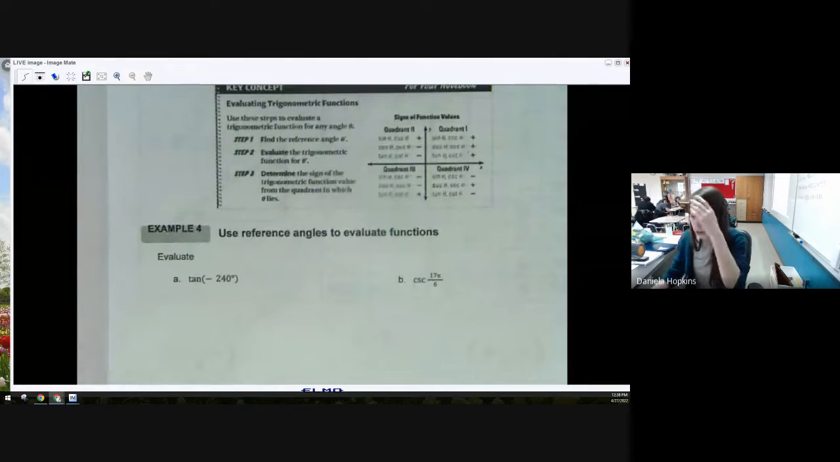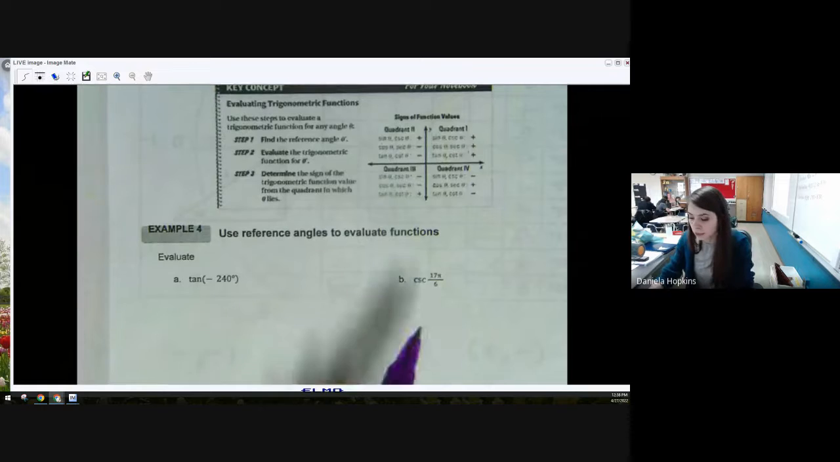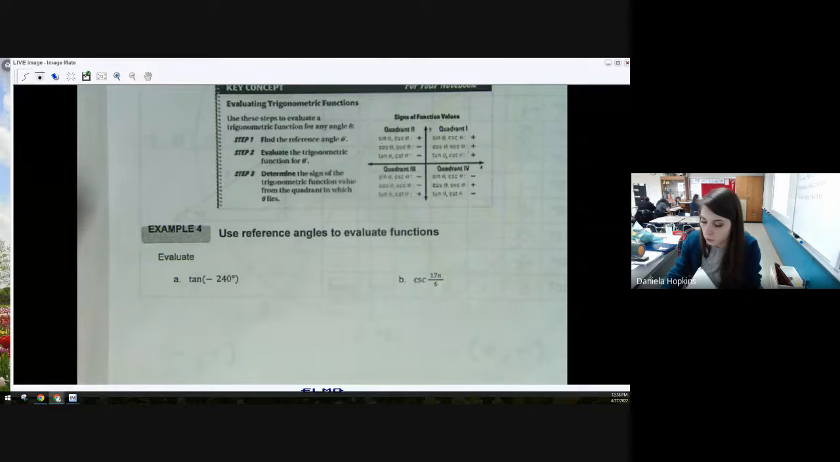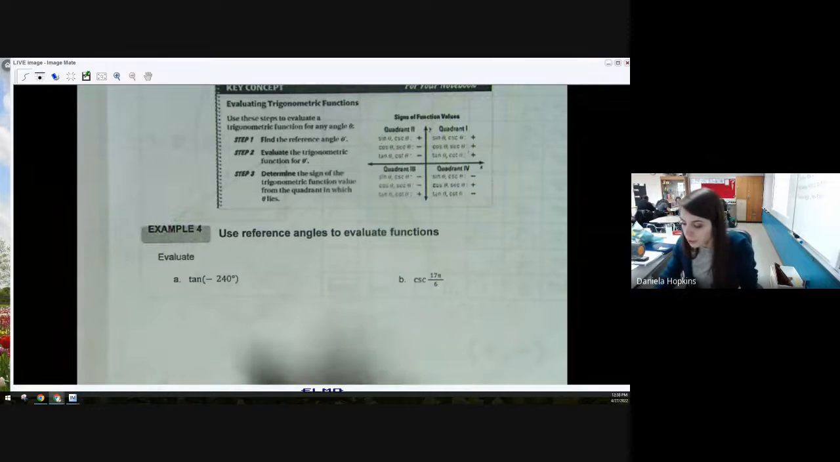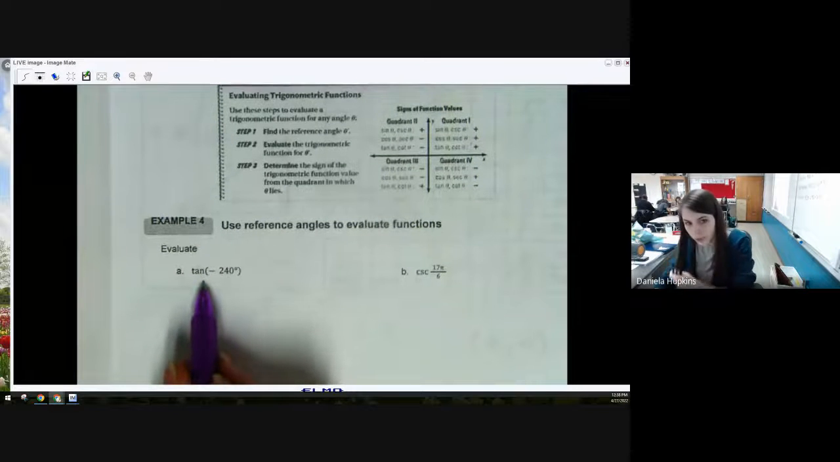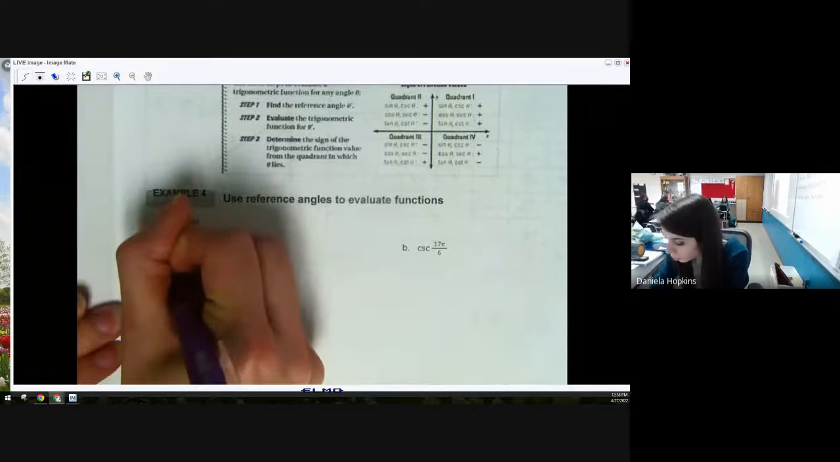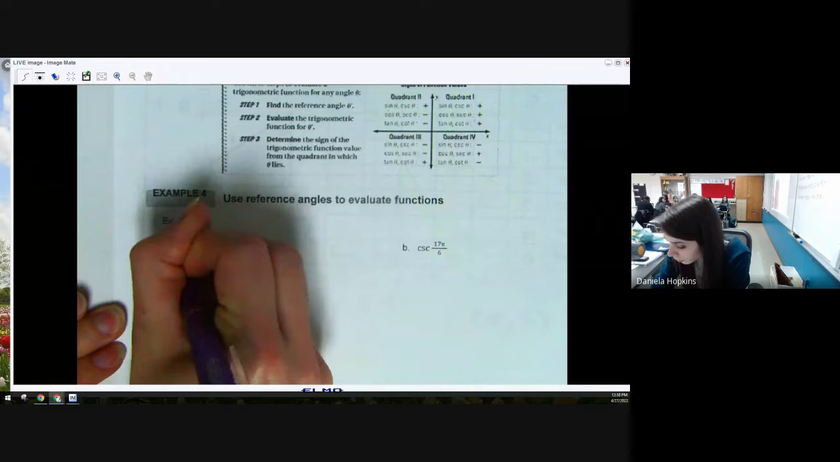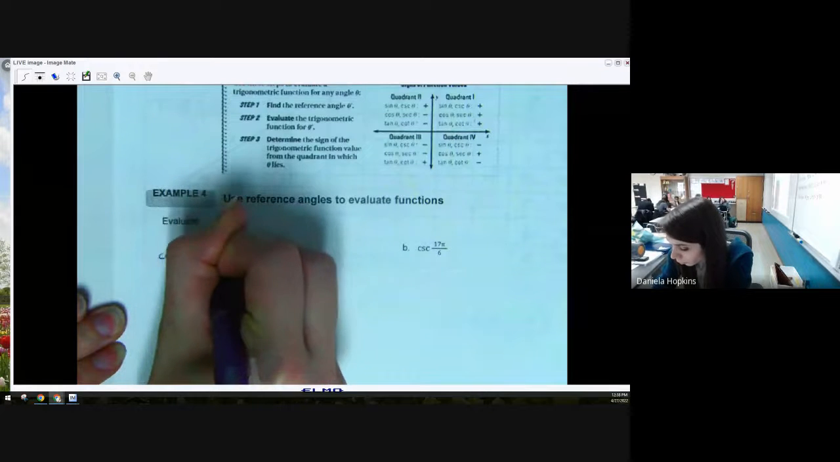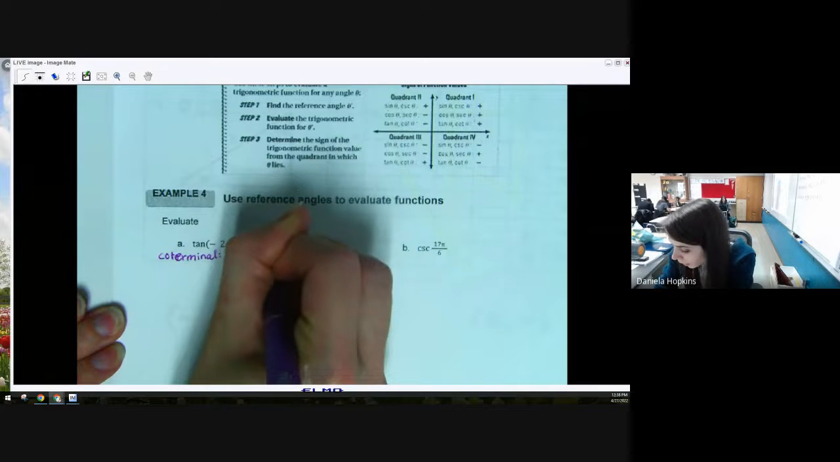And then actually evaluating these, there's 2 ways to do it. I'm going to show you the easy way if you have the unit circle with you. So the easy way here, we have tangent of negative 240 degrees. Negative 240 degrees is not on my unit circle. I need to find the coterminal side. So the coterminal angle would be negative 240 plus 360, and I get that it's 120 degrees.